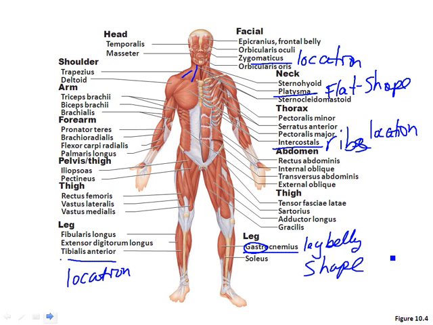Let's do fiber direction. Obliques. Transversalis. So these obliques, that means the fibers run at an angle. These go like this. The transversalis, they go across. Rectus abdominis, those are straight down the abdomen, so the straight abdominal muscle. Let's look at some on the back.